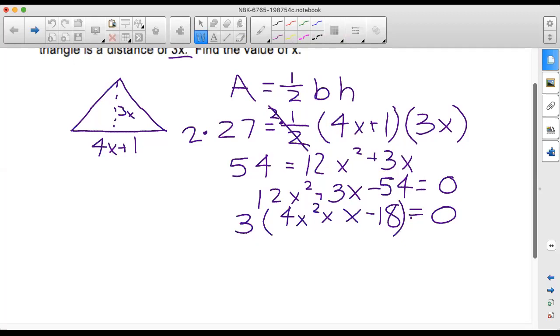Awesome. And what do we do from here? Malachi? Oh, that does not look right. Yeah, how would we factor? What method? Yeah, good. AC method. So then you'd go through and multiply your 4 and 18.